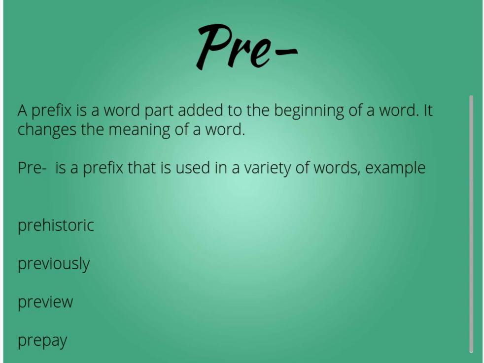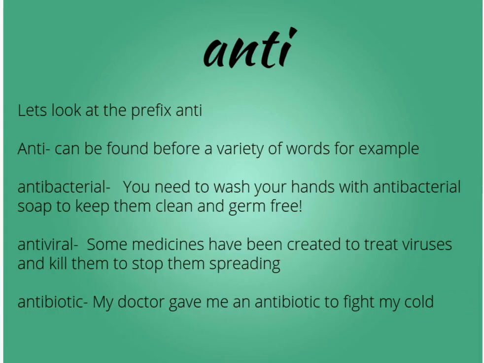Prepaid. Next, we have anti. Some people say it differently, depending on what culture you're in. Let's look at the prefix anti. Anti can be found before a variety of words. For example, antibacterial. You need to wash your hands with an antibacterial soap to keep them clean and germ-free. So we know bacteria are germs. So an antibacterial soap must be something that will fight against germs.